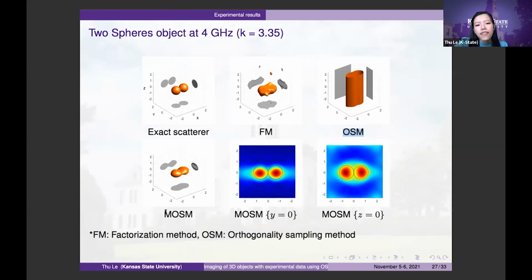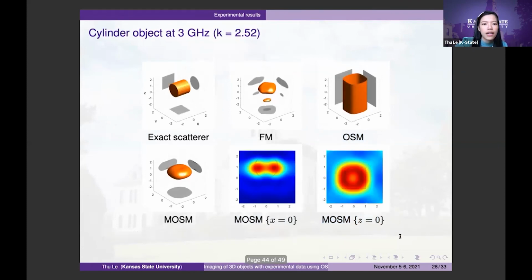Now, the modified version that we study, luckily, gives a reasonable result for both reconstruction and location. It gives a reasonable reconstruction for the shape and the location of the true object. And the last two pictures are cross-sectional pictures of the reconstruction. Okay, for the cylinder object, again, FM failed to reconstruct shape, but can reconstruct location. OSM failed to reconstruct along the Z direction. Modified OSM still gives reasonable results for both location and shape.